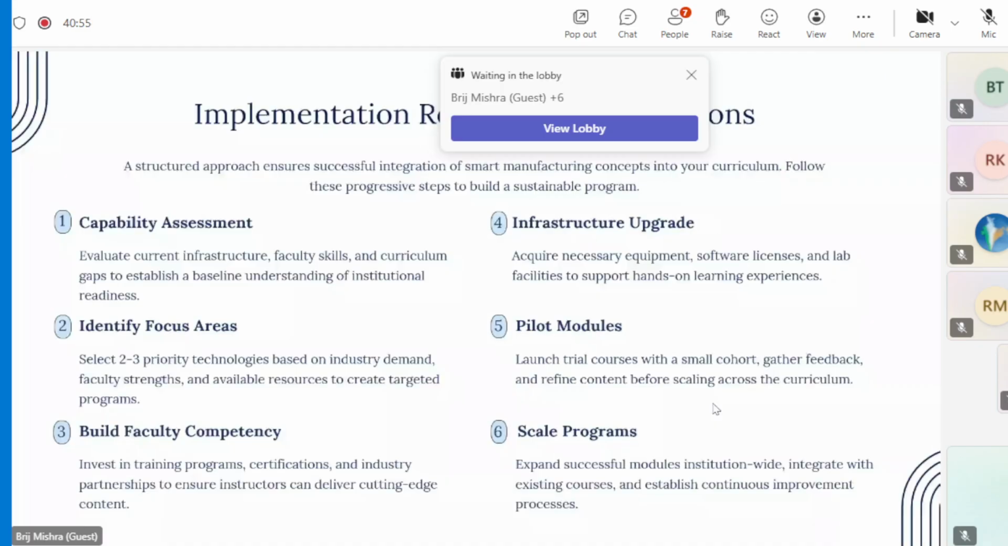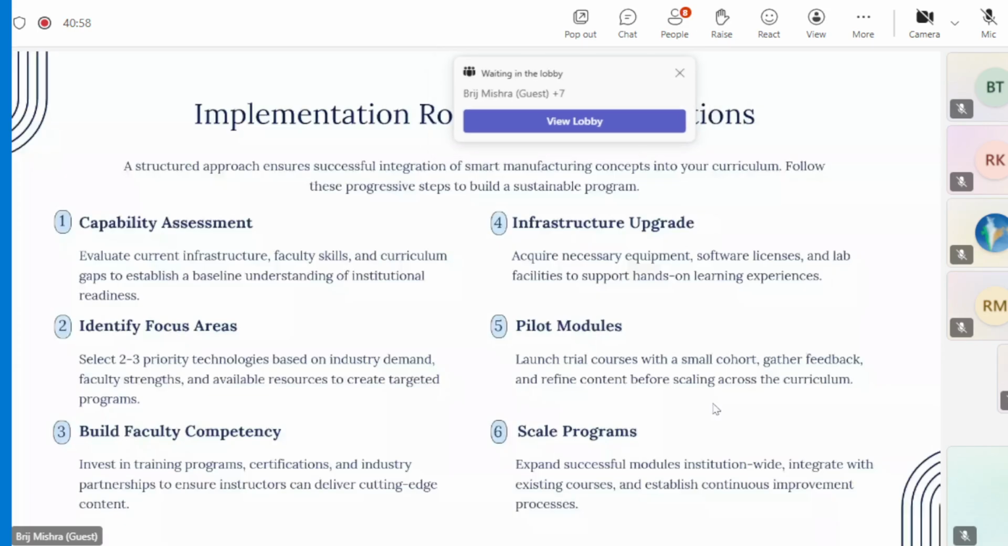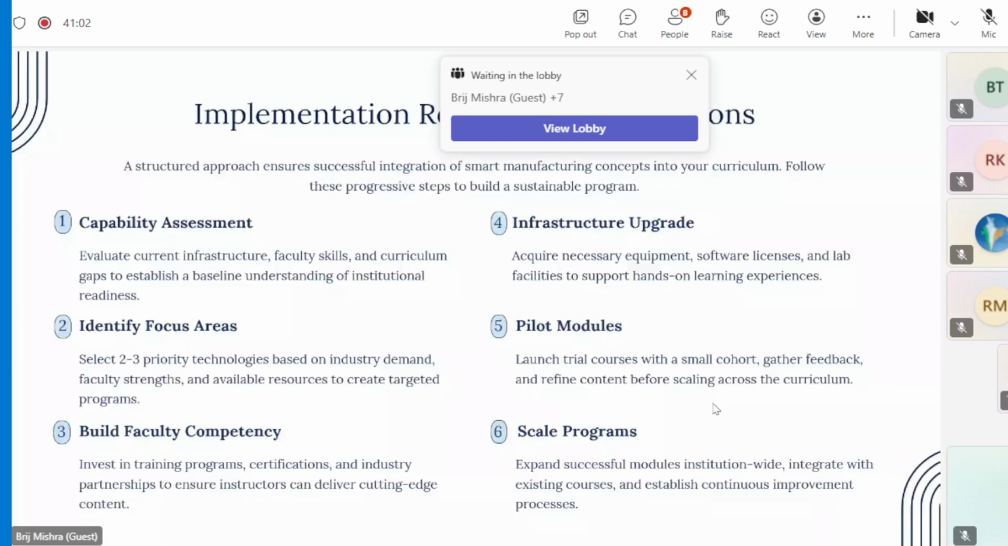Obviously, by creating a structured approach to ensure successful integration of smart manufacturing concepts into our curriculum, we can follow these steps. We can use capability assessment on a regular basis in the institution. We can identify focus areas that may depend on the local industry or the need of the industry, and that can be prioritized. Based on that we can create our facility and use our other resources. Then accordingly we can build faculty competency.